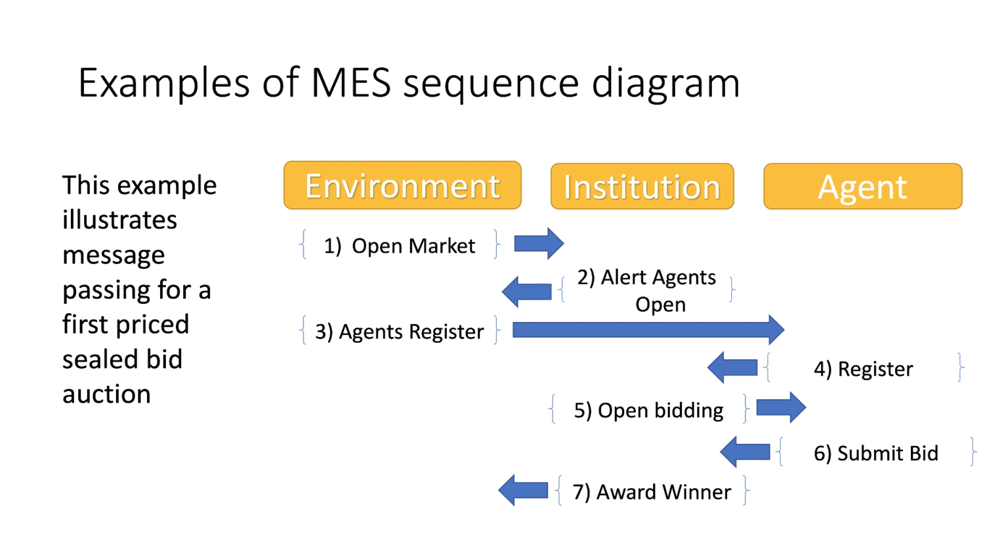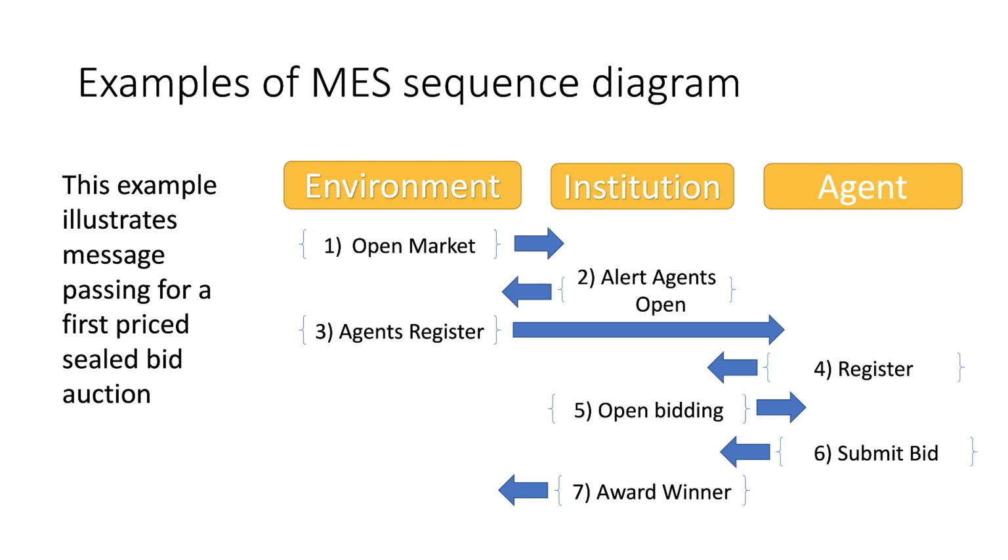So, what you'll notice in this is we have three columns: environment, institution, and agent. And then we have a number of rows underneath those three columns. If you follow the numbers, you'll see where the messages go. Now we'll talk in a second about the structure of the messages, but this is simply showing you the order that messages might occur.